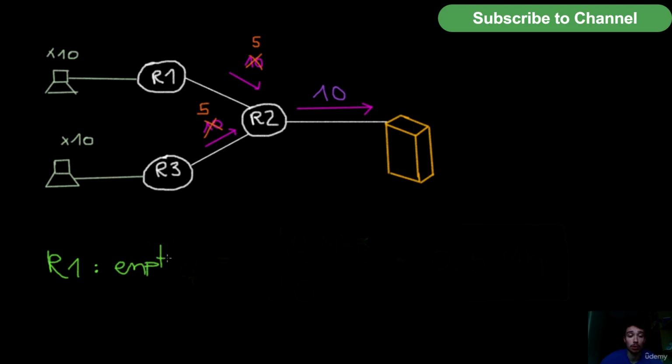The reason for this is that we are sending at a speed less than the total capacity. The same happens with router 3. On average, we send 5 megabits per second, which is less than its capacity. So the buffer of router 3 is also empty, right? Now, what about router 2? Remember that R2 is the bottleneck. It can receive up to 20 megabits per second, but can only send 10 megabits per second. This is what a bottleneck is.